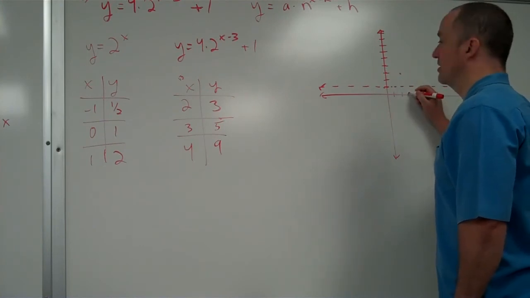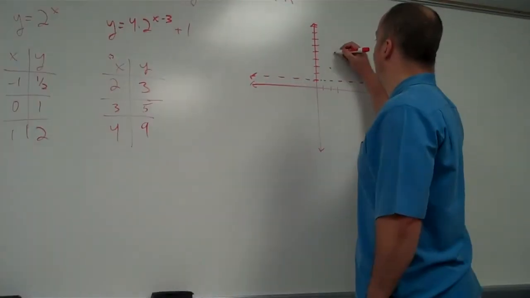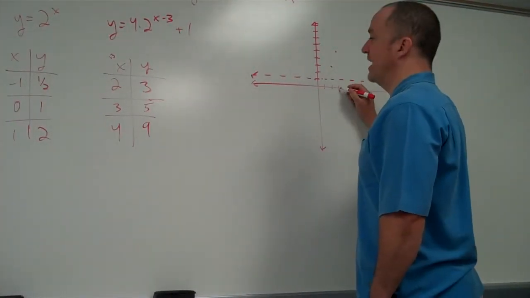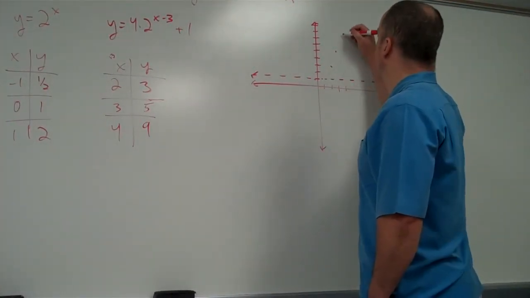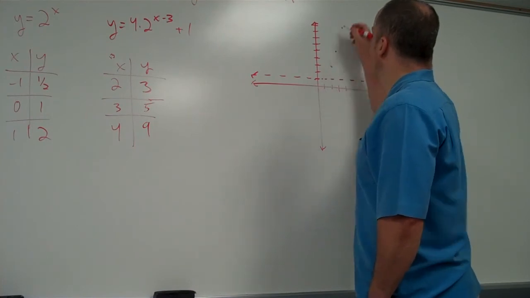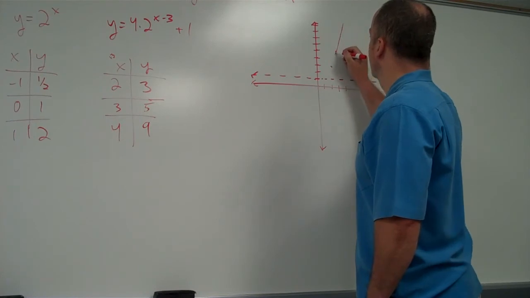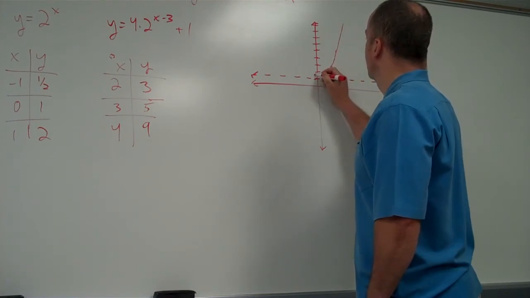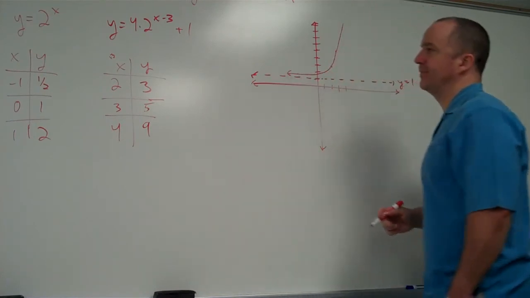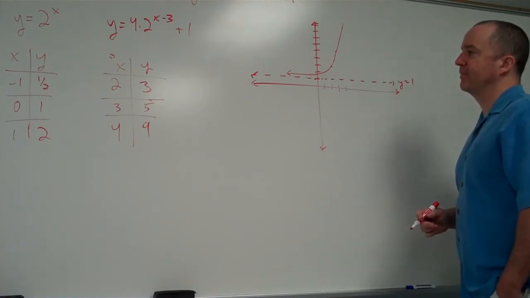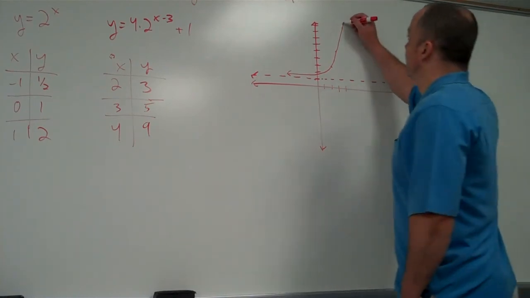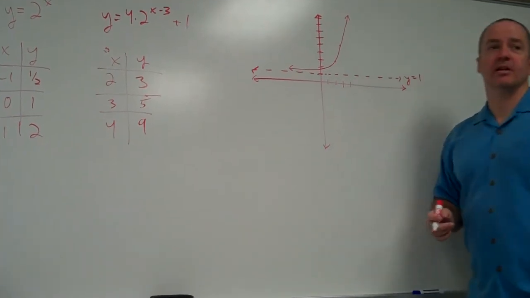At 3, we're up here at 5. And at 4, we are up here at 9. So it looks something like that. You just put the arrow on the other side. Yep, got to put the arrow on the other side. Questions on that?